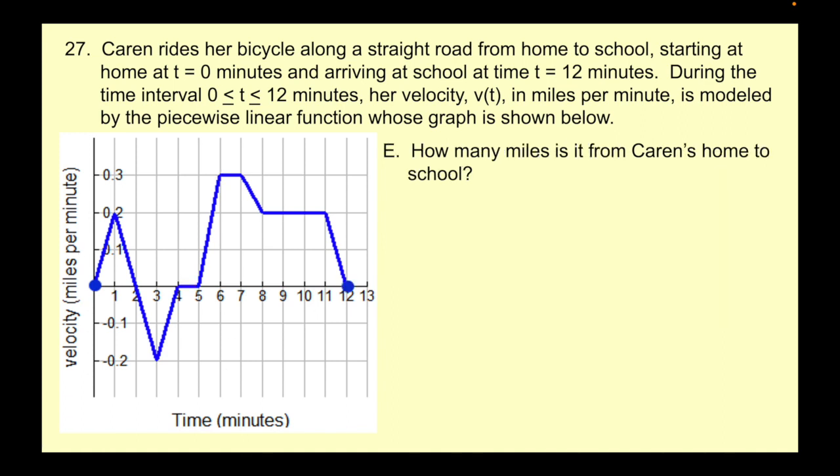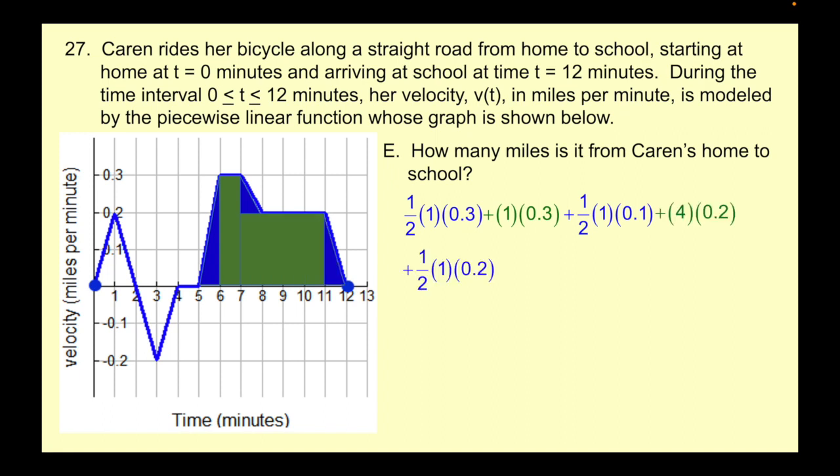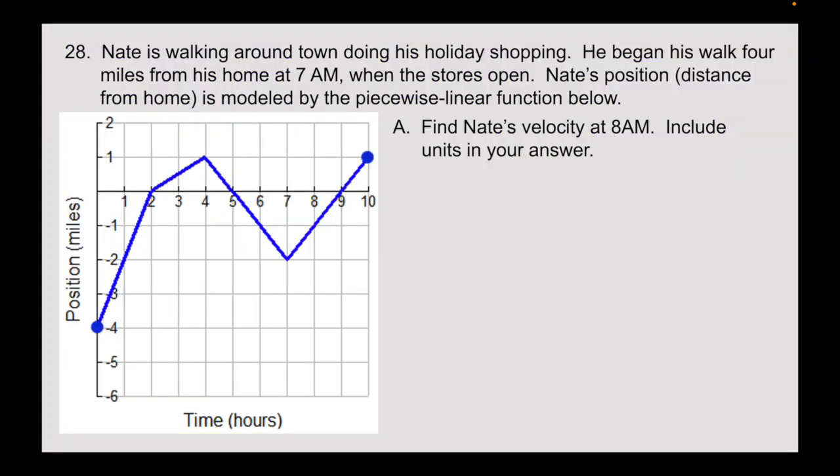E, how many miles is it from Karen's home to school? With this one, if it's a velocity and I'm talking about position or distance, I'm moving up the chart. And when we're moving up the chart, that's when we want to look at the net areas. We can start here when we know she left her house the second time to get to school at 12. You can do this a few different ways, but this is how I have this one broken down. We've got this triangle, then a rectangle, this small triangle right here, a big rectangle right here, and then a small triangle. Putting all that together gives us a total of 1.4 miles, and that would be the distance from Karen's home to school.